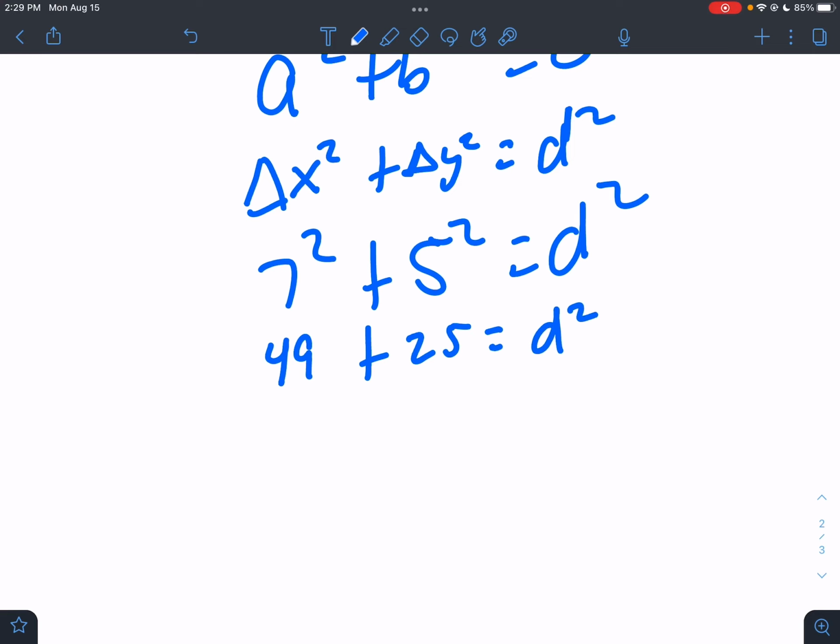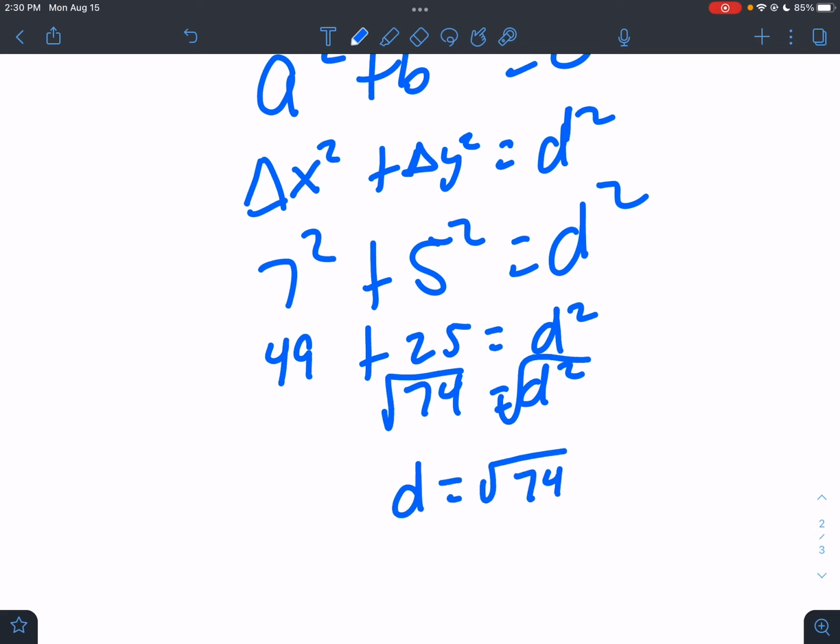And then to wrap this up, actually we need to combine the 49 and 25. It'd be 49 plus 25, that's 74, equals d squared. And then to undo that square, we're going to do the square root of both sides. For now, we can just type it in the calculator. Maybe you already know if this simplifies or not. But if you don't know, you type in the square root of 74, and it's already simplified. So the distance is just the square root of 74.